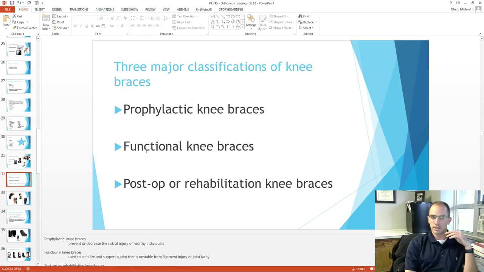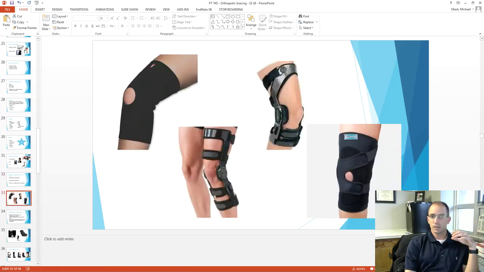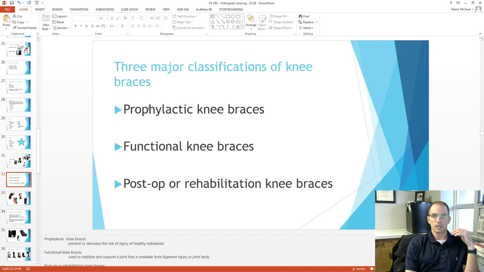A functional knee brace can be that exact same brace, but it may be used for somebody that had an ACL reconstruction. So it's for them to get back to function and to protect those healing structures. What determines the difference between a prophylactic and a functional knee brace is whether that person is healthy or was injured at one point. It can still provide stability to those healing structures as they're functioning. The post-op or rehab knee braces have a little bit more control.